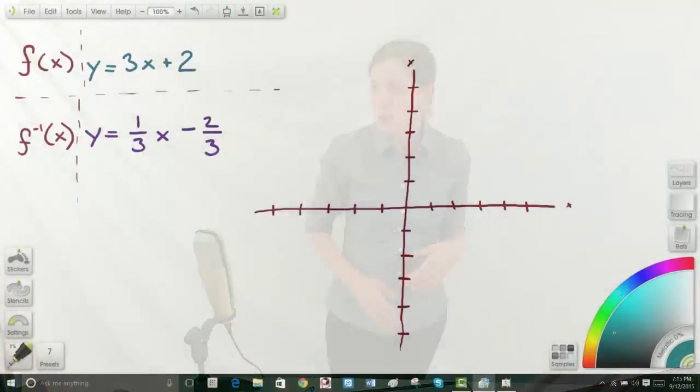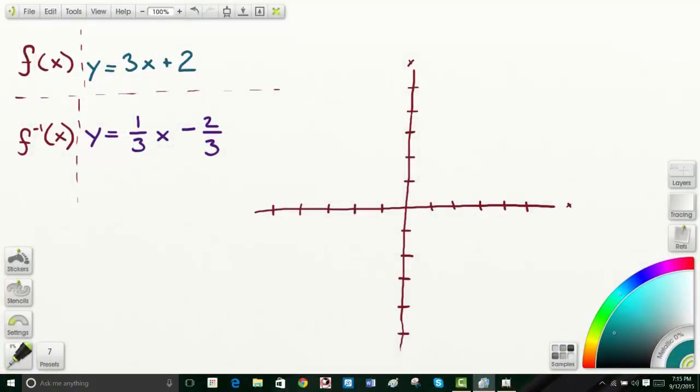That might seem like just kind of a random thing to throw in, except for the fact that inverse functions have a unique graphical significance. So let's take a look at our example over here, which happens to be the function and the inverse function that we found in topic 1. Notice that we have y equals 3x plus 2, which was our original function, and then we have y equals 1/3 x minus 2/3, which was our inverse function.